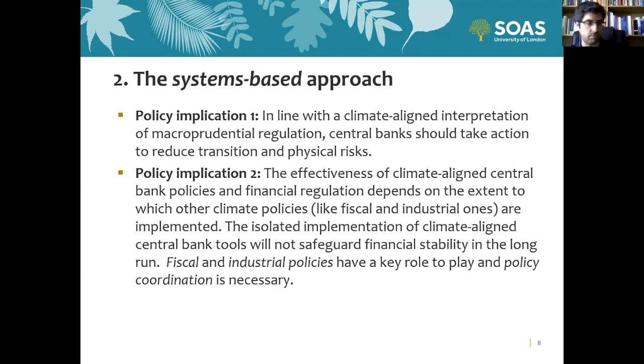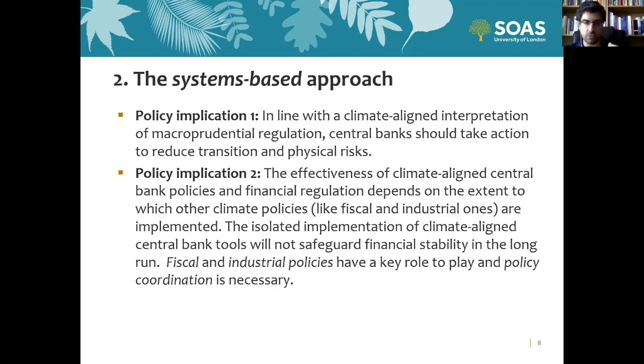When central banks, for example, decide to support some corporate green bonds, the effect will be extremely different in an environment where the government actually supports green investment compared to the case in which the government doesn't do anything to promote this type of investment. When central banks just change their tools in order to promote the transition to a low-carbon economy, the effect on financial stability in the long run will be very low if there is no coordination with fiscal and industrial policies. Since we are in a system with so many interactions, the starting point is that central banks need to act together with other institutions.